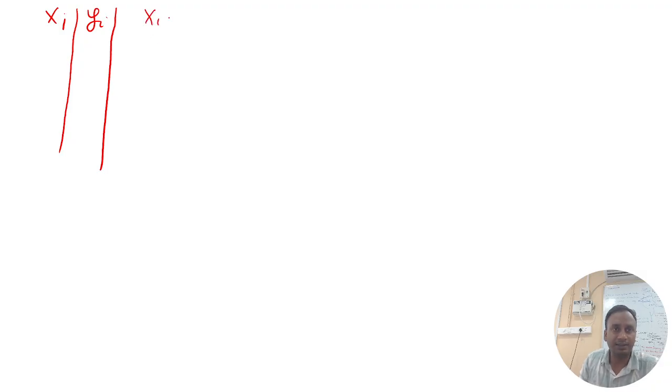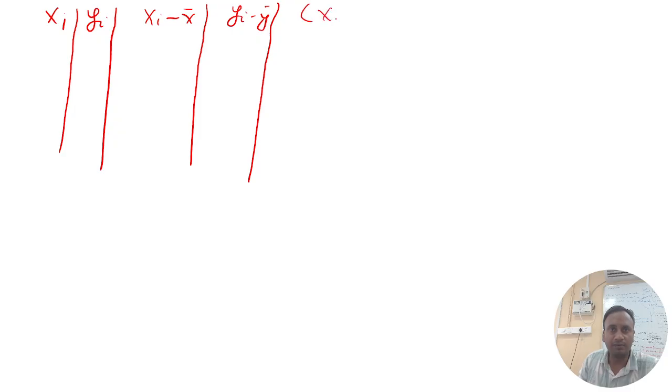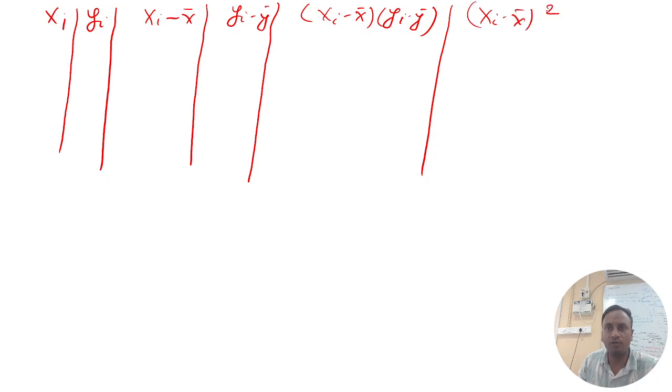So till here it's clear. Now we'll make the table. We have xi, then yi, then xi minus x bar, then yi minus y bar, then the multiplication of xi minus x bar and yi minus y bar, then the square of xi minus x bar, because this is needed for the formula of beta 1.